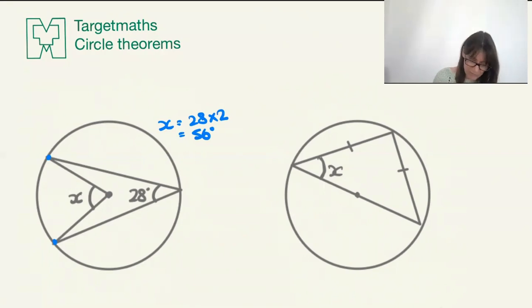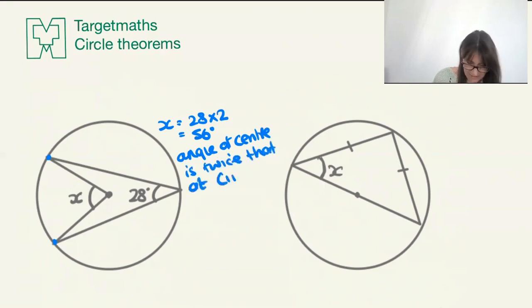And then you would write something along the lines of: angle at center is twice that at the circumference. I'm going to be lazy, at the circumference. So if you did those 2 things, brilliant, well done. So now I just want you to hit pause, have a go at that question, and then hit play when you're ready.